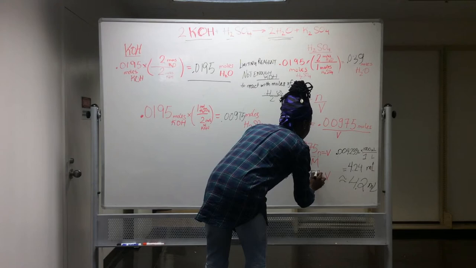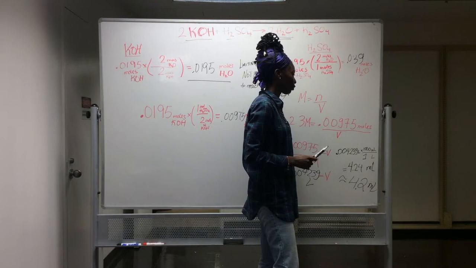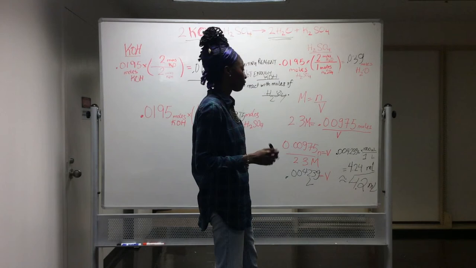But remember, the question does not ask for liters, it asks for milliliters. We multiply this answer, 0.004239, by 1,000 to get milliliters. So the answer is 4.24 milliliters, or if you want to round, 4.2 milliliters.